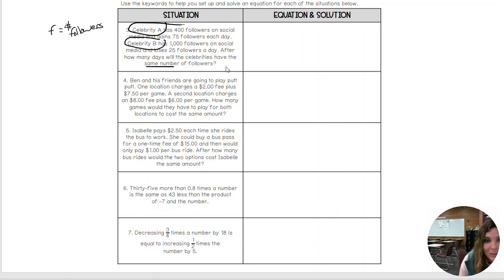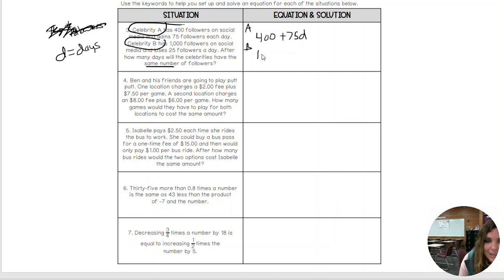Or the number of followers that they're either gaining or losing. We know that celebrity A starts off with 400 and gains 75. And actually, I'm going to change this. We know that they gain 75 each day. So let's make our variable equal to D for the number of days that pass. Okay, so 75 each day. So this is celebrity A.